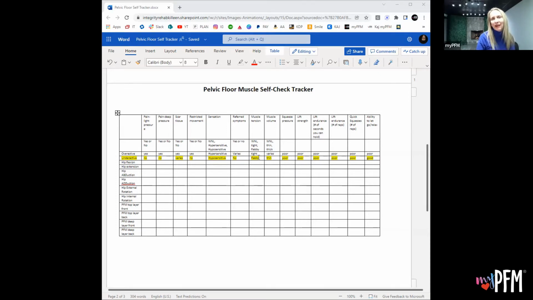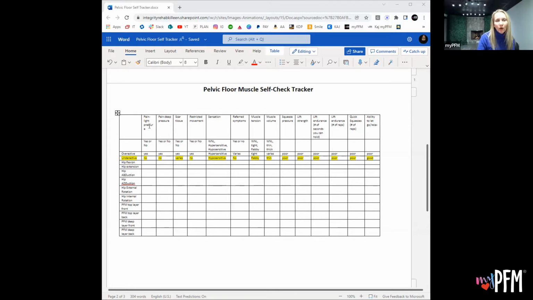Okay, I know flabby isn't necessarily a medical term, but I think it helps to communicate. It's kind of a loose, poor tone, a lot of give. Like when you press on that muscle, there's very little resistance coming back at you. So if you're seeing flabby in a lot of rows here, then you're more likely thinking underactive, especially down here in the pelvic floor muscles.